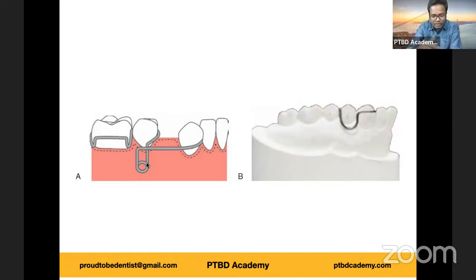Now, reverse loop and U loop. In case of U loop, as you all rightly mentioned, it's indicated only when distal movement of canine is required. And minimal distal movement of canine is achieved with this retractor and it is made of 0.7 mm or 21 gauge hard stainless steel wire. So the left one is reverse loop, also called helical loop canine retractor, and the right one is U-loop canine retractor, only for distal movements.